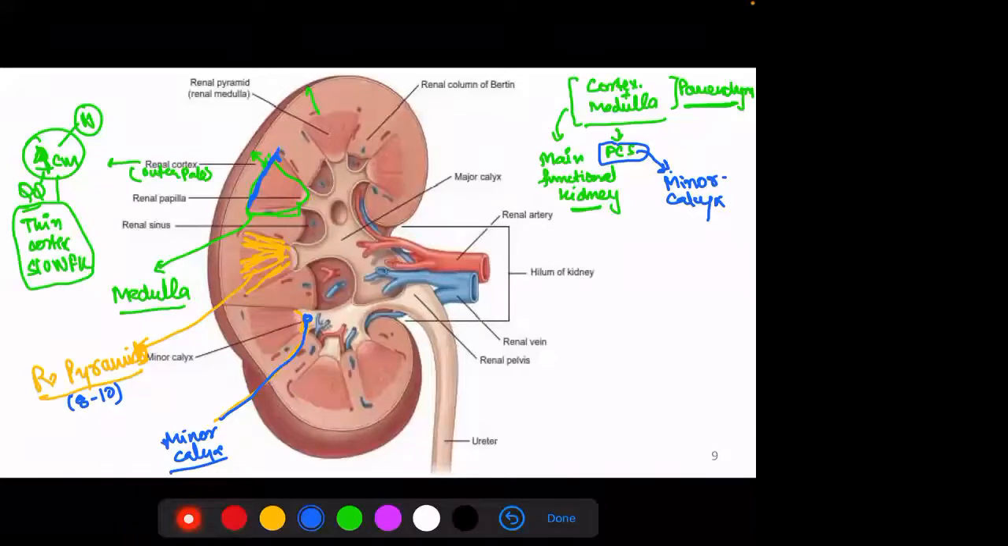And this is the junction of the renal pyramids with the minor calyx. If this is the renal pyramid, the apex of the renal pyramid is known as the papilla, while the part of the minor calyx which receives this papilla is known as the fornix. Are you getting my point? If anybody has a doubt, please let me know.